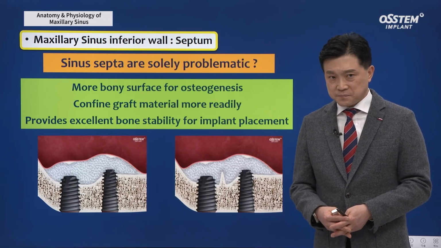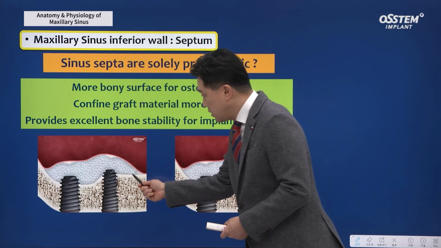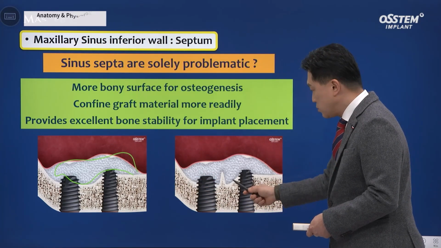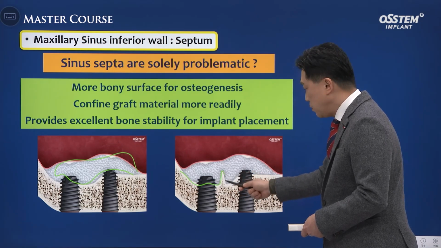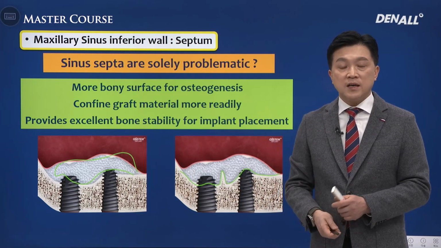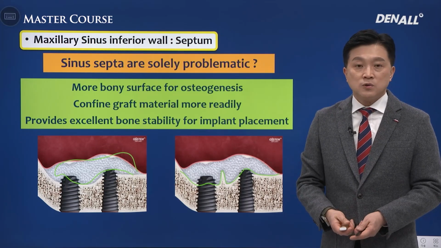When there's no septum, graft materials will be maintained in this way. However, if there is septum, graft materials can be positioned here. It has more bony contact for osteogenesis. In terms of bone regeneration, it can have more positive effect.